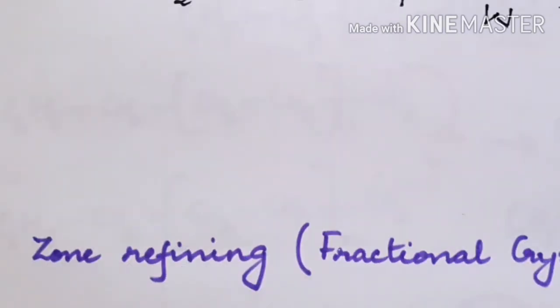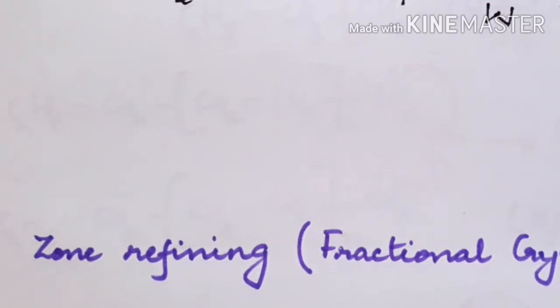The next method of refining is known as zone refining, otherwise referred to as fractional distillation. This method is essentially used for semiconductors like silicon, germanium, gallium, etc. to get extra pure metals. In this method, we follow the principle that impurities are more soluble in the melt compared to that in the solid state of the metal.